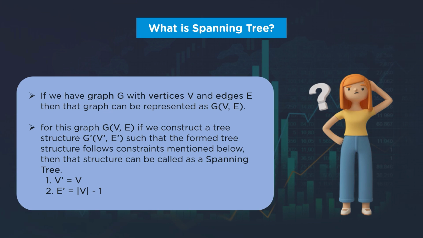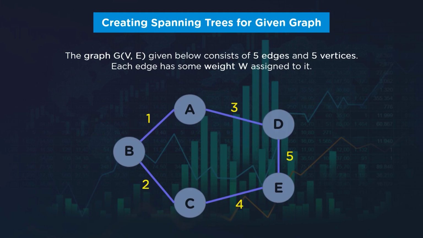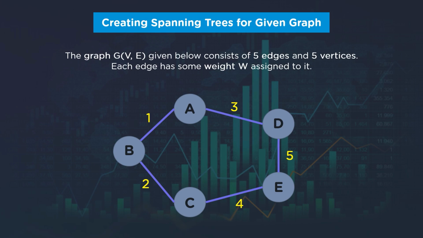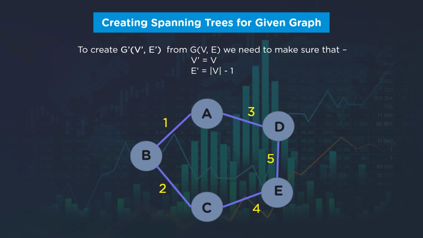To understand this mathematical formulation clearly, let's have a look at an example. Now, for this given graph G, we have to formulate all possible spanning trees. Remember, a single connected graph can have multiple spanning trees as long as we fulfill the constraints mentioned earlier. So, for this particular graph G, we have 5 vertices and 5 edges. Additionally, each edge has been assigned some cost or weight. Let's say this weight represents the distance between the two connected nodes.